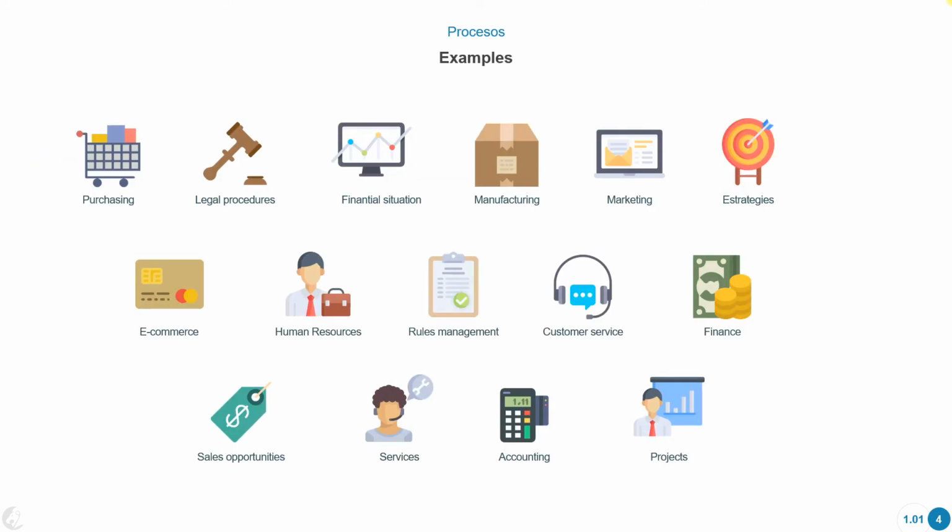Obviously, companies nowadays, they've got hundreds if not thousands of processes they manage every day. Sometimes they don't even know it because maybe they're not aware that practically everything that they're doing in their company is managed through processes. These processes could be, for example, purchasing processes, manufacturing processes, strategy processes, finance processes, sales opportunities, services, etc. Okay, so here we've got all kinds of different, very common examples of different processes that can be performed by any kind of business nowadays.